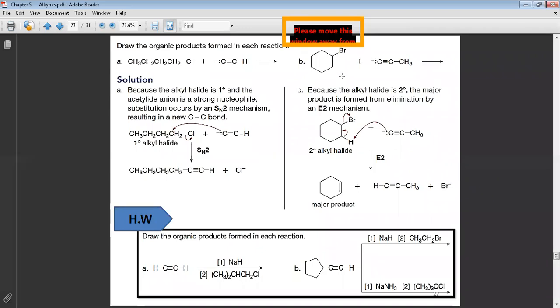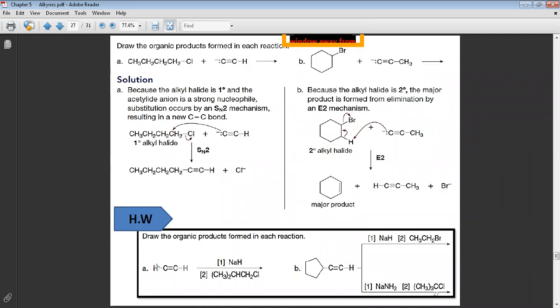Where is the acidic proton? We have 2 acidic protons here and 2 acidic protons here. Now, this acetylide anion will attack this proton, look. It takes this proton and gives you a new bond here, and this leaves the structure. Now your product is an alkene, coming from the elimination reaction. Is it clear? I think it is clear. If you have a question, ask me. This is homework. Look at this homework. Draw the organic products formed in each reaction.